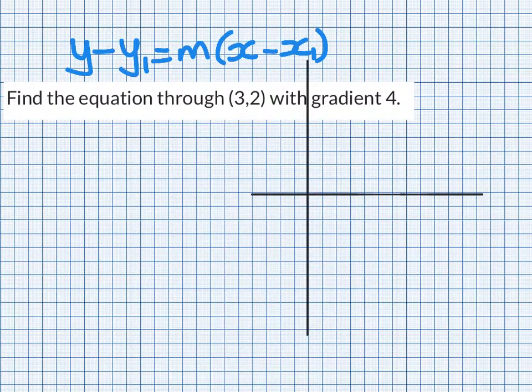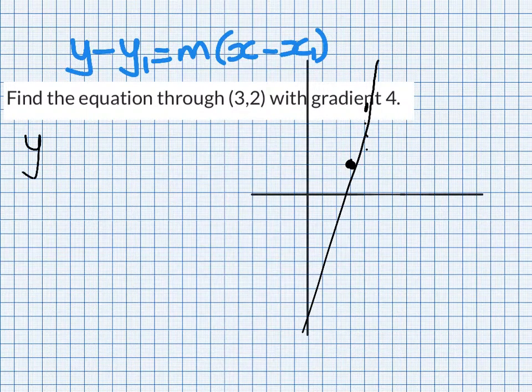Find the equation through the point 3, 2 with gradient of 4. So we're going to quickly sketch that on this very rough graph. I haven't even put axes on, so we're going to go out 3 and up 2. That gives me the point, and I want the gradient to be 4. So that's going to be out 1 and up 4. 1, 2, 3, 4. So it'll be about there. So we can see that the line is going to go something like this. That's meant to be a straight line, right?